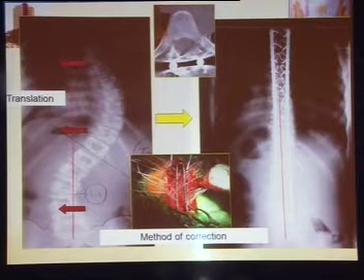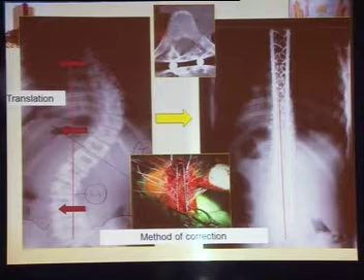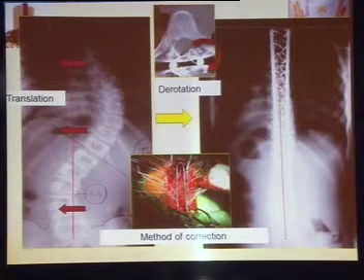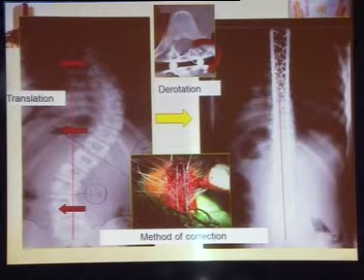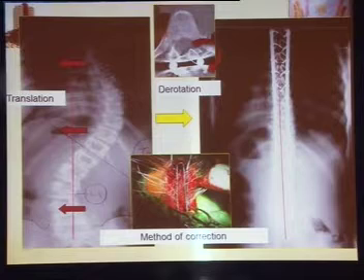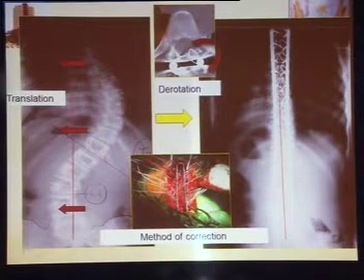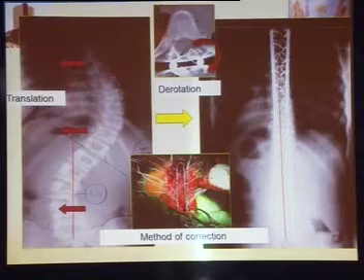As you tighten the wires on the concave side, you get a kind of translation. Then as you tighten the wires on the convex side, that acts like a convex rod which pushes down the apex and the rib hump and gives some kind of derotation. We studied this derotation in a paper we published, which I'll talk about, and there is derotation happening.